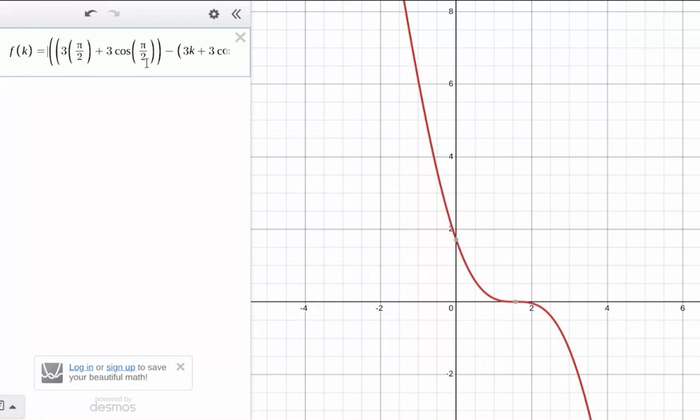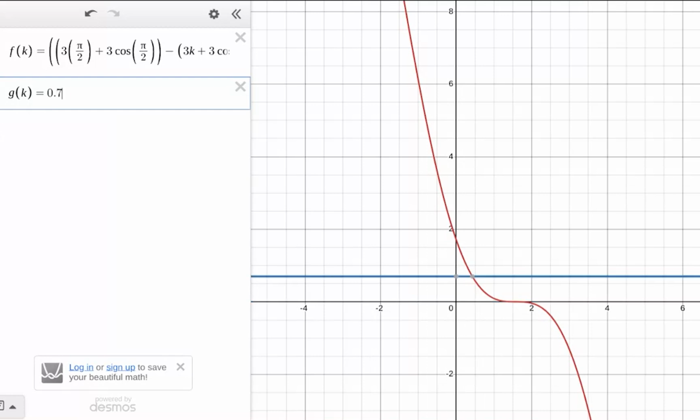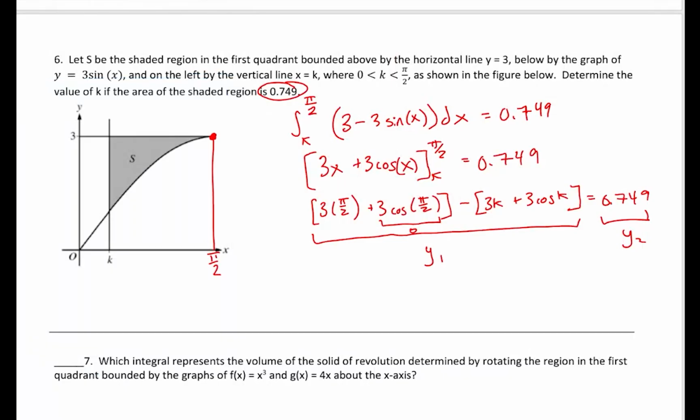If you're having issues with this, you could always just replace k with an x, and it'll serve the same purpose here. But then our other function, which I'll call g, I'm just doing it in terms of k again, is equal to 0.749. Basically, you just want that horizontal line. And then we can see that they intersect right here at 0.400. So k is going to be 0.400.